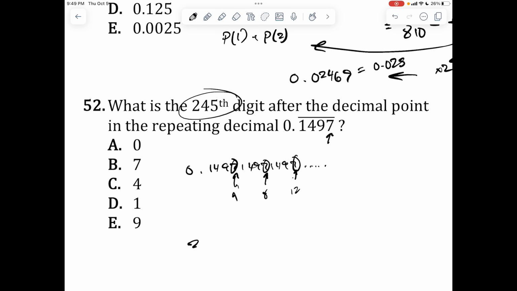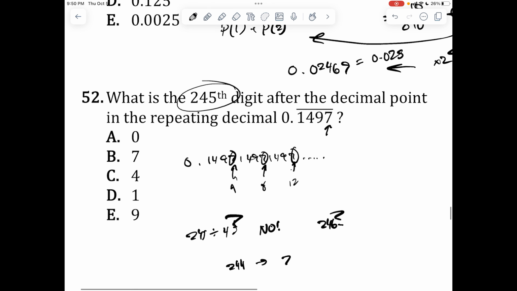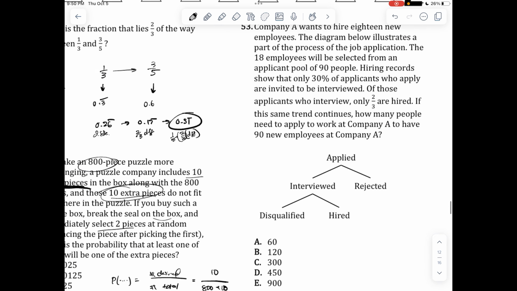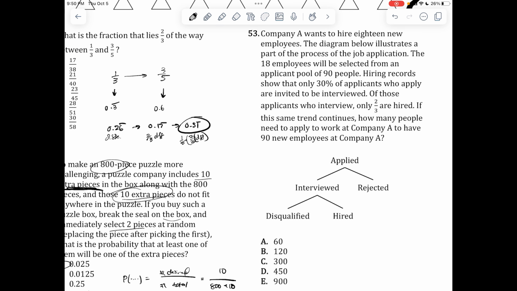Now, 245 is not divisible by 4. But 246, let's try 246, probably not. How about 244? 244 is divisible by 4. That means it's going to be a 7. So if I just took this, for example, I said this is the 244th digit. That means the 245th is going to be a 1, because it follows the same pattern. You can just apply it early to find what the repetition is, and then just apply that to a later number.